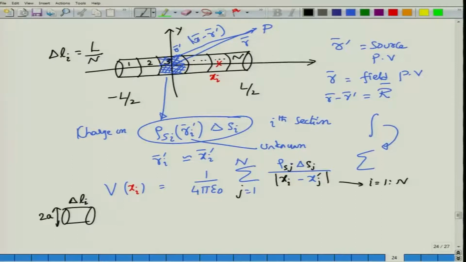Oh, before we do that, I want to specify why I wrote the potential at the center point x_i on the wire. Because this is a conductor, I actually set the potential of this conductor. So I set the potential of the conductor to some value. Let us say I set the potential entirely to 1 volt.